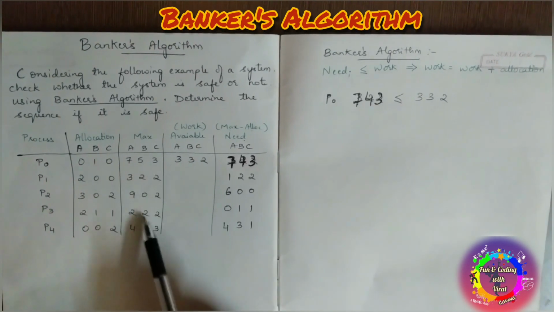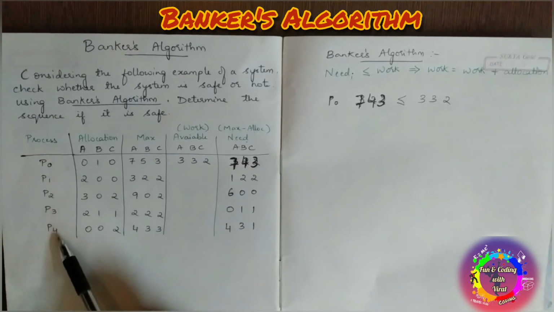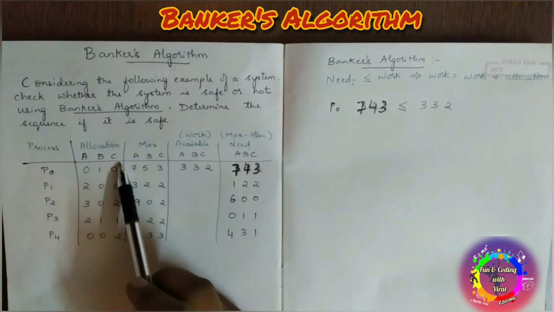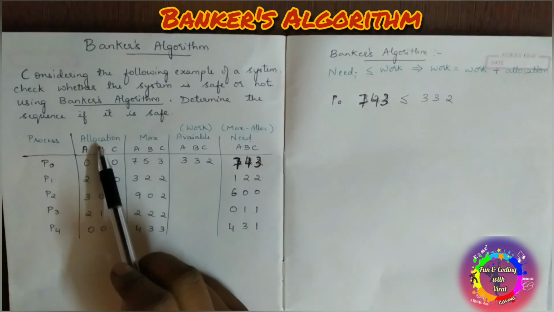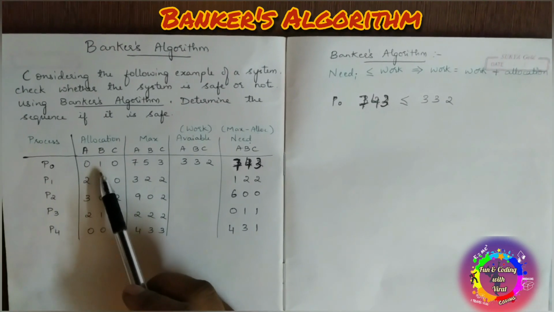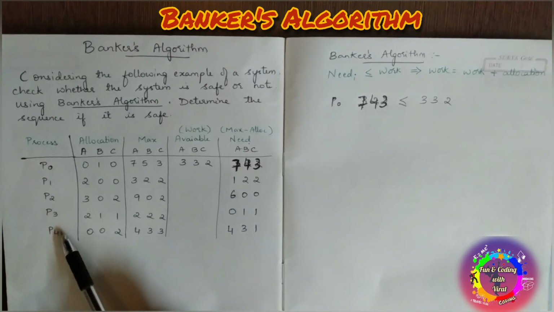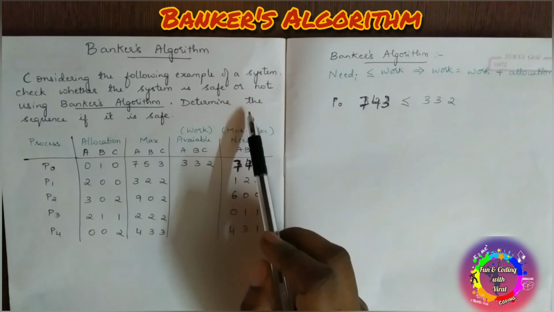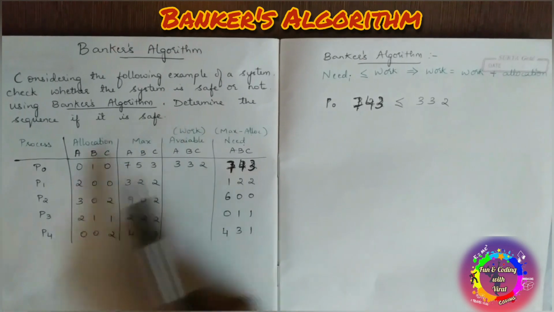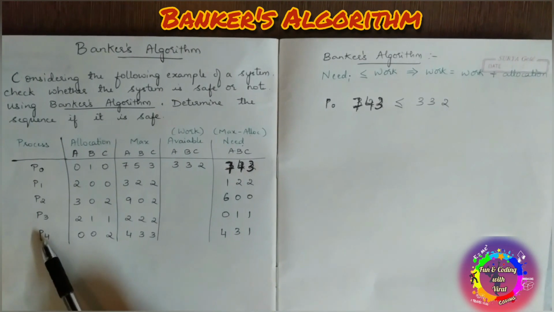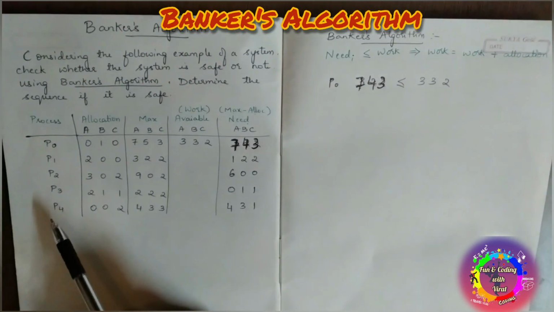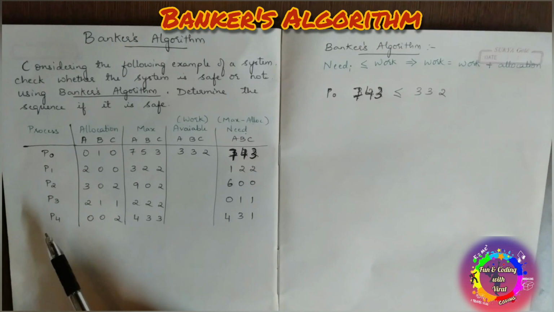Okay. Now in this example, I have taken 5 processes, P0 to P4. And these A, B, C mean resource types. Allocation is nothing but the number of instances of resources that are allotted to each of these processes. Now, in this problem, they have asked you to determine the sequence in which the processes need to be allocated the resources in order for the system to be in a safe state. Safe state means avoiding deadlock from occurring.